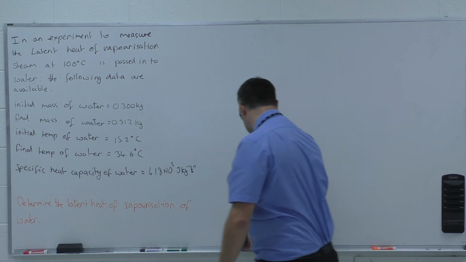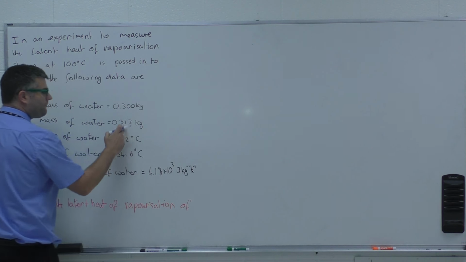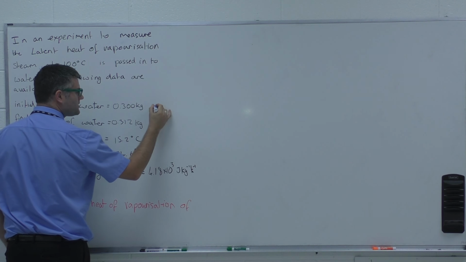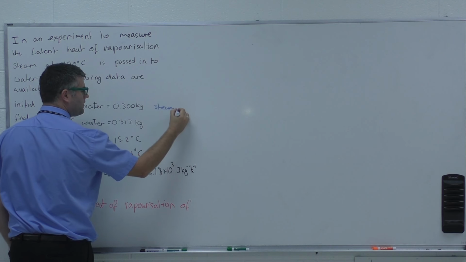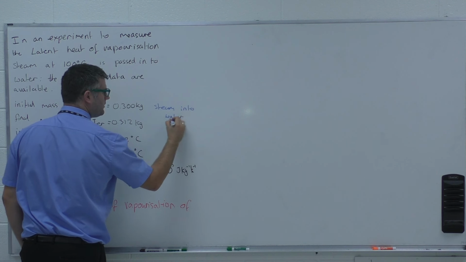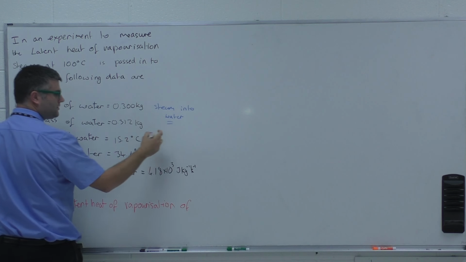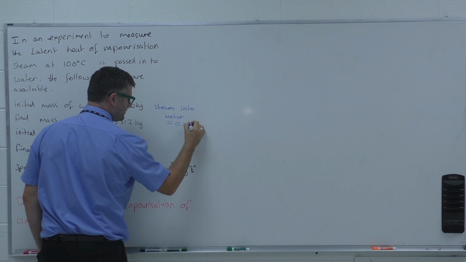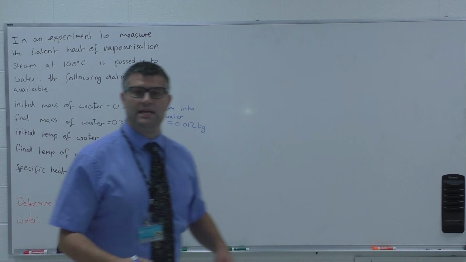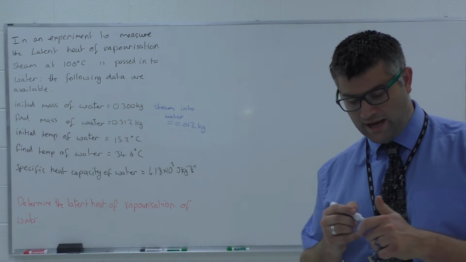And I'm actually going to make that observation straight away, that the difference between these values is the amount of steam turned into water. Steam into water equals the difference between these two, which is 0.012 kilograms. So that's how much steam has been turned into water as a result of this happening.